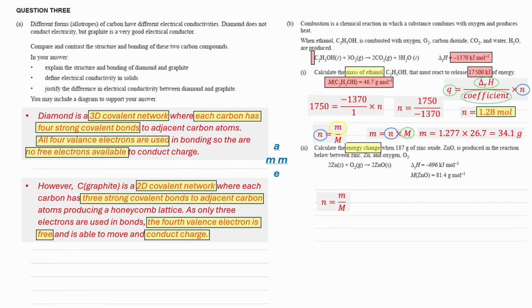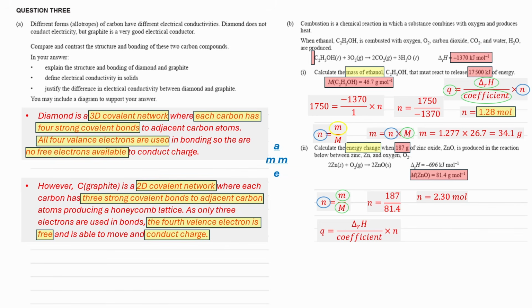We know we're going to use Q equals ΔrH over coefficient times n, because Q is energy change. So we don't have to write it down first. Let's just find the moles. The moles equals the mass, 187, divided by the molar mass, 81.4. So we get 187 divided by 81.4. That gives us 2.3 moles. Excellent. We know we're going to use this equation here, Q equals ΔrH over coefficient times n.